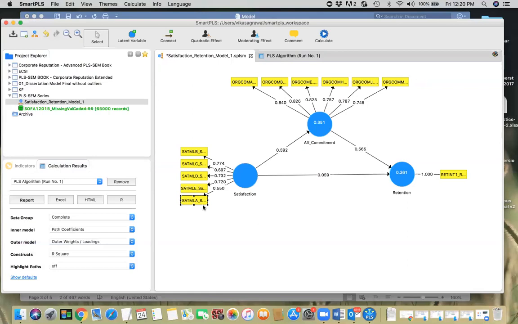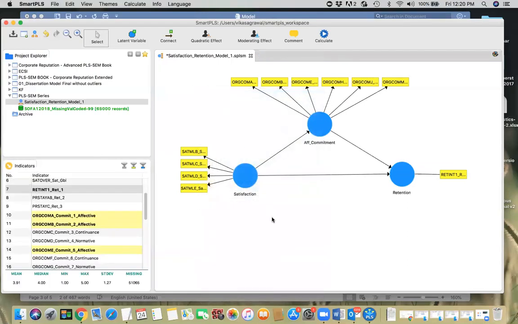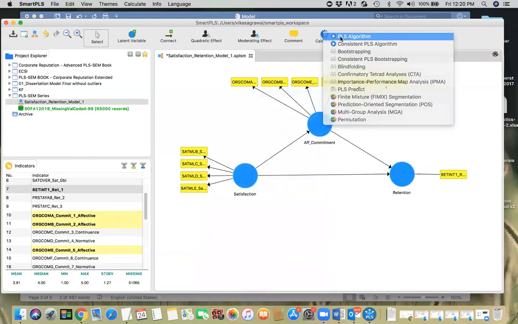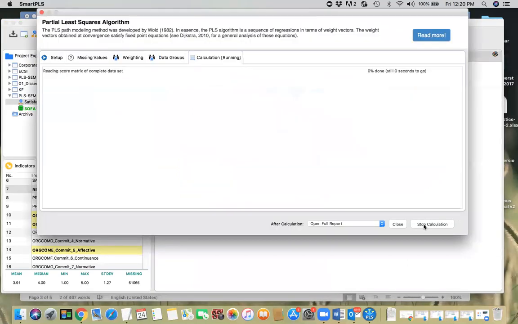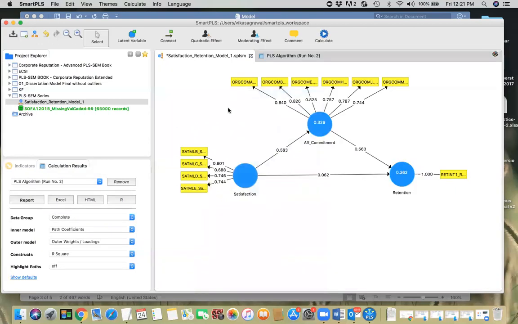So I'm gonna get rid of this one, right click it and delete this one here. Okay, and we have to rerun the model. So when you rerun the model, you still get 0.68. If you want, you can remove that. I'm just going to leave it in.